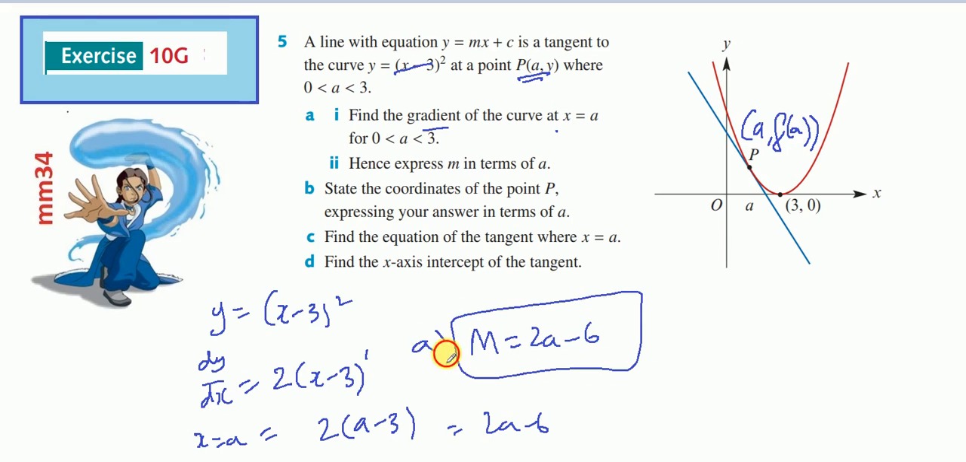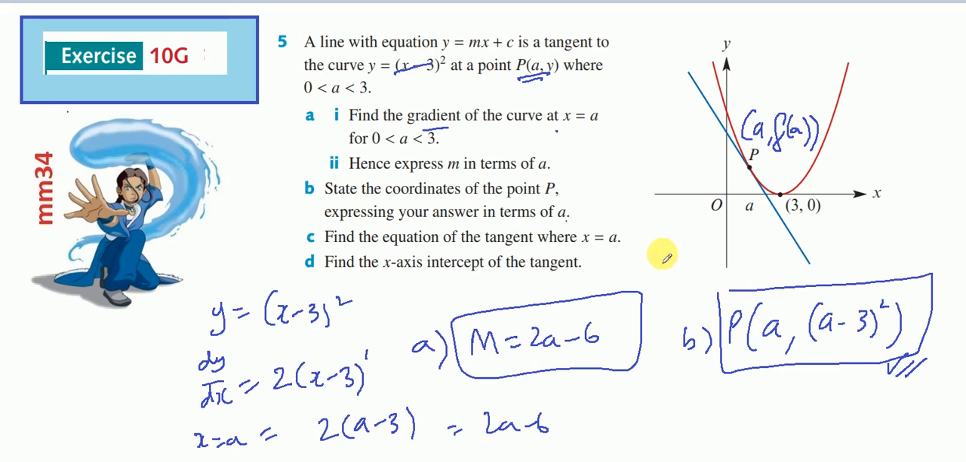That's part A. Part B, state the coordinates of point P, expressing your answer in terms of a. So point P will be (a, f of a), which will be (a minus 3) squared. There you go, that's part B done. Part C, state the equation of the tangent when x equals a.